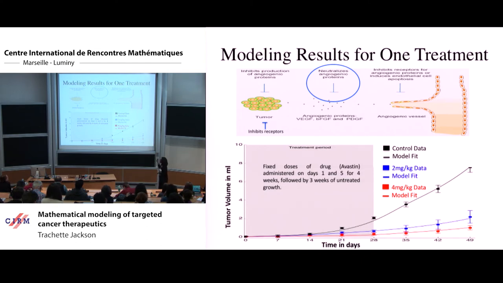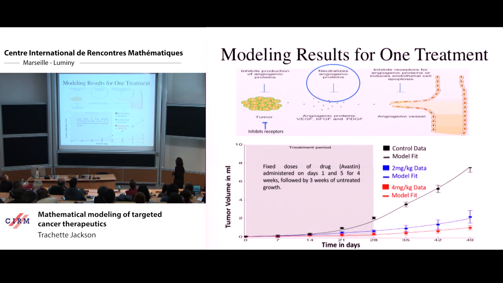The black curve shows what happens when there is no treatment, so the control case, and we did fit the model to this control data in order to estimate a couple of the remaining parameters on tumor growth. And then we looked to see what the model would say if we gave two different doses of the drug. And we see that the model actually fits the data relatively well. For the two different doses of the drug, we see significant tumor reduction, slower growth during the treatment window, and tumor reduction after.